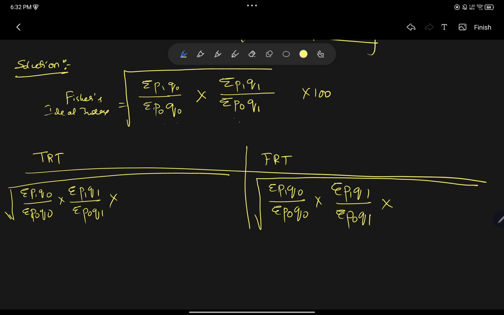Now we need to do two more things here and here. What is that? Time reversal test says keep the P and Q same, but change the time. Change the time means what you need to focus on? You need to focus on changing the base 0 to 1 and 1 to 0. Correct? These two things you need to change. In FRT, what you need to change? You need to change P to Q and Q to P, replacement.